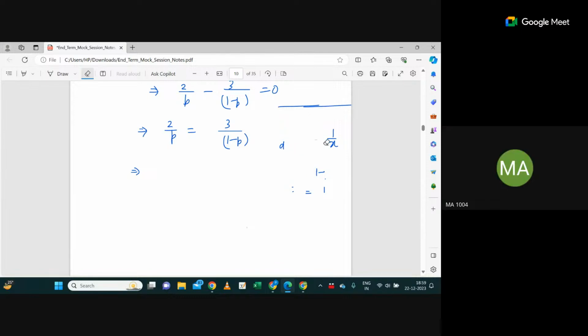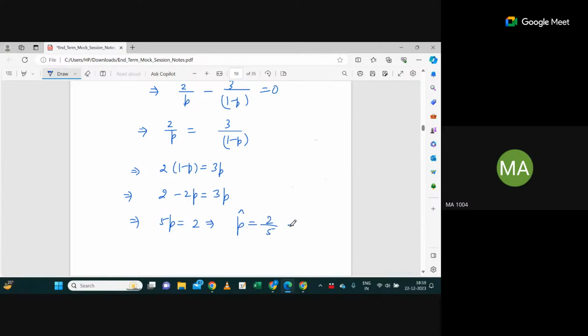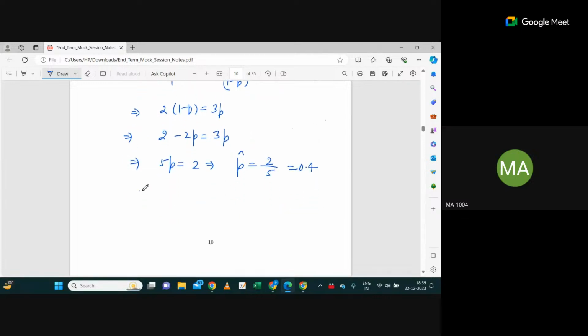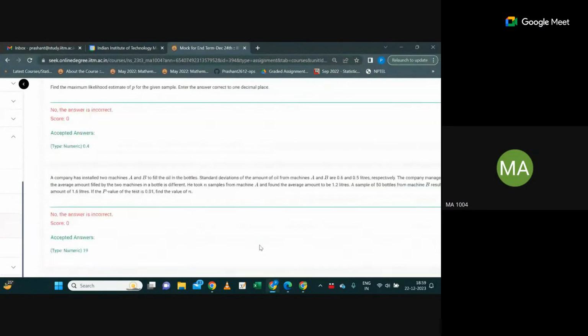Let me erase this. So it will be 2 into 1 minus p equal to 3 times p. It will be 2 minus 2p equal to 3p, which is nothing but 5p equal to 2. So p hat will be 2 by 5, which is nothing but 0.4. So the estimate of p with maximum likelihood is 0.4. This is the answer. Is this clear? Any doubt?